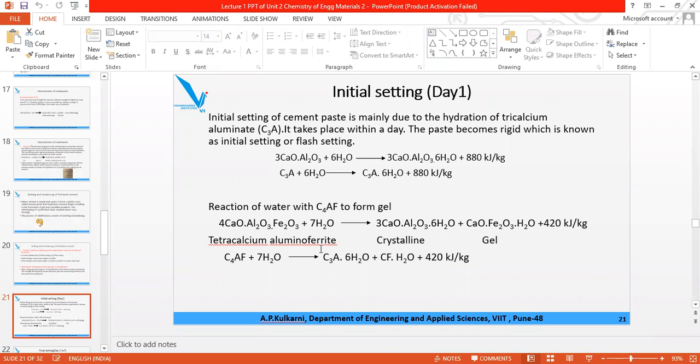This is the gel and this is the crystallization. This is the gel formation and this is the crystalline formation. In short, with the abbreviation, you can write 4CaO.Al2O3.Fe2O3 as C4AF plus 7H2O, giving you C3A.6H2O plus CaO, with C for CaO and F for Fe2O3, ferrite, .H2O, and 420 kilojoule. So remember both the reactions.